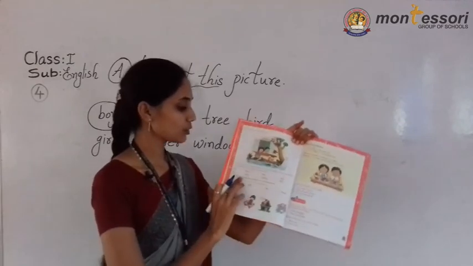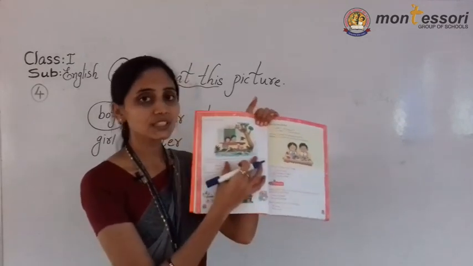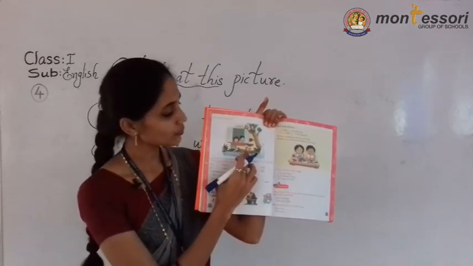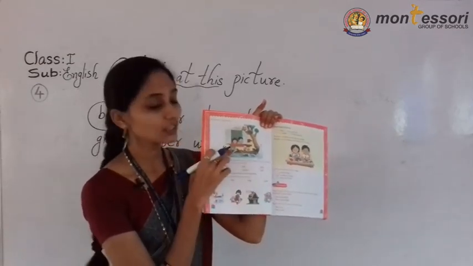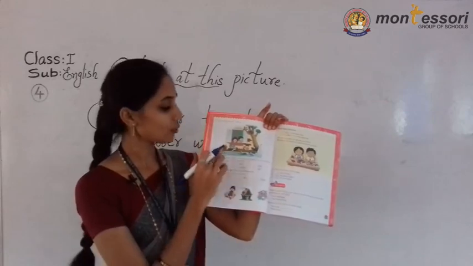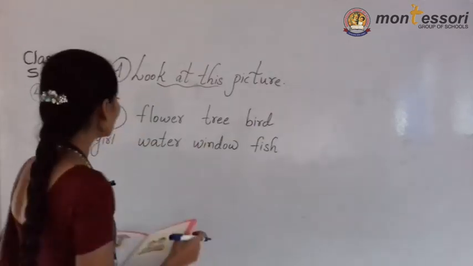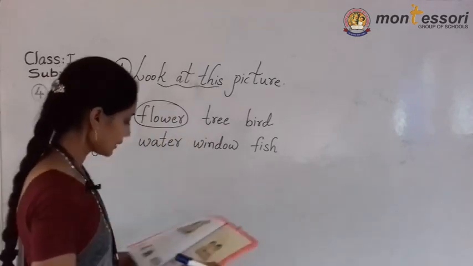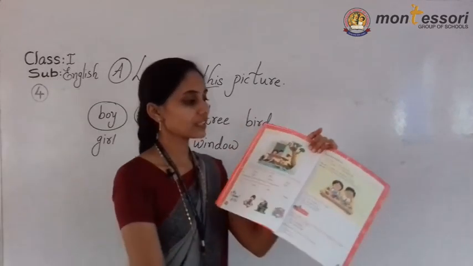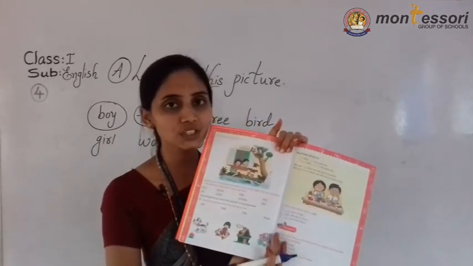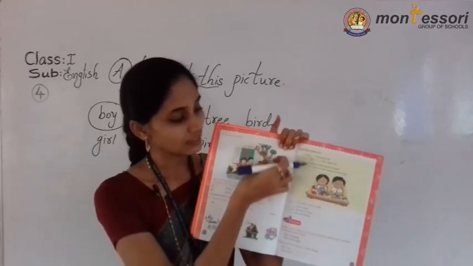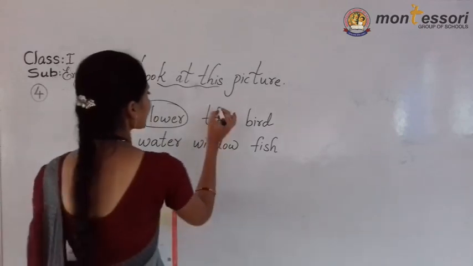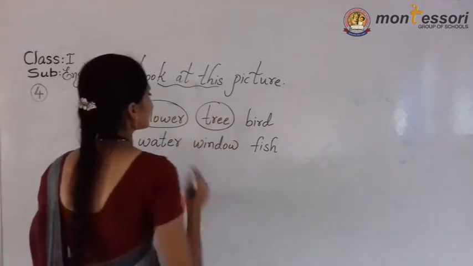Next word, flower. Can you see the flowers in this picture? Yes, here are the flowers, pink color flowers and blue color flowers. Now we can circle the word flower. Next one is tree. Can you find the tree in this picture? See, this is called tree. We have to circle the tree.